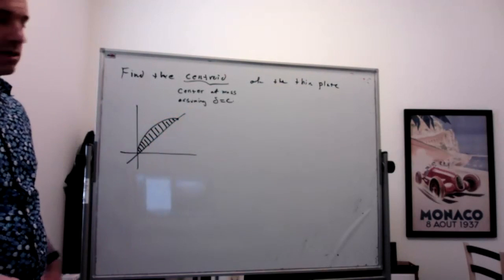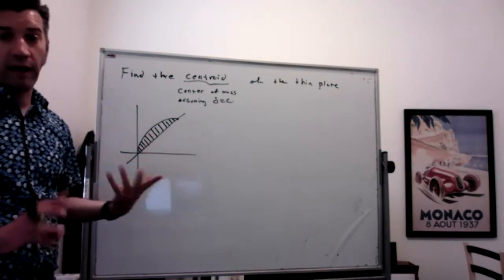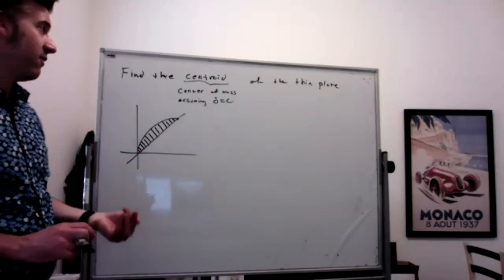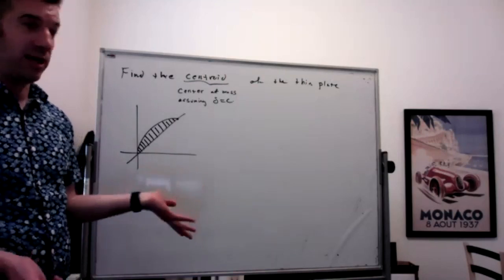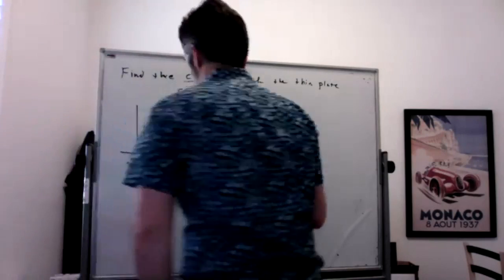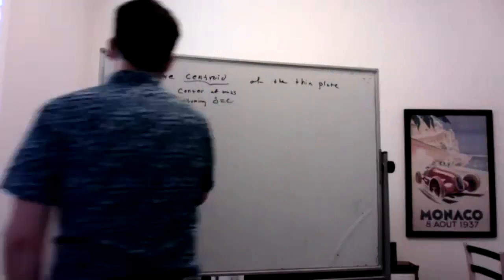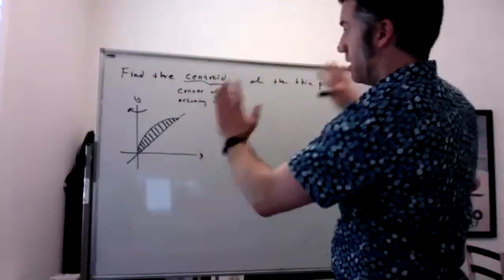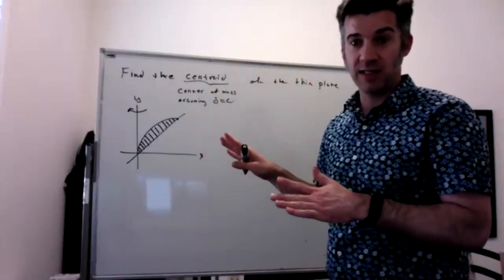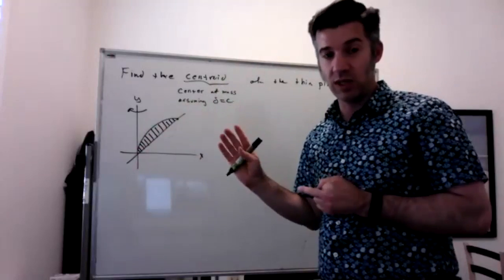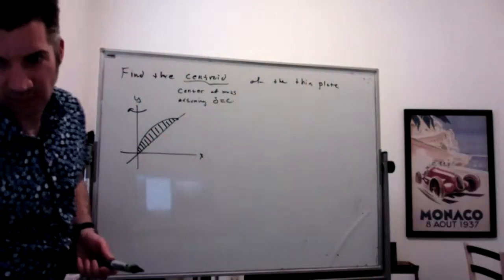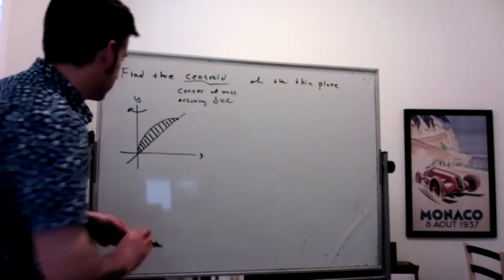First of all, the centroid has an x and a y coordinate, so I have to find the moment around the y-axis and the moment around the x-axis. I want to point out that the moment around the y-axis tells us the likelihood to swing around the y-axis. If we divide that by the mass, that tells us how far from the y-axis we should have our center of mass.